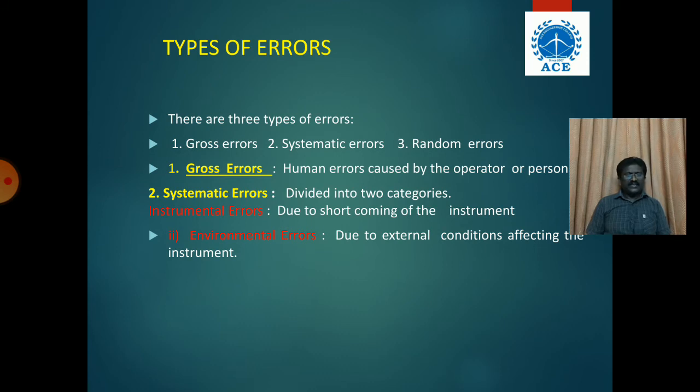Next one, systematic errors. Systematic errors divide into two categories. One is the instrumental error, second one is the environmental error. Instrumental errors occur due to shortcoming of the instrument. This type of errors can occur due to the reasons of bearings, irregular spring tensions, aging problem, faulty display circuit.